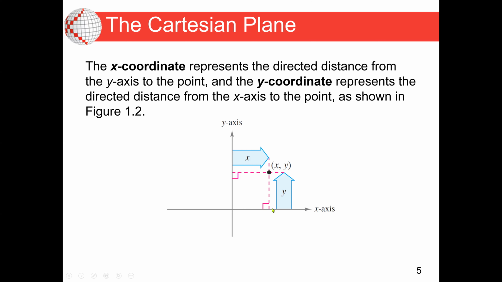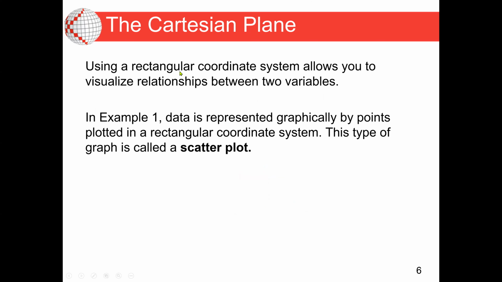So here, that's what we are saying. Using a rectangular coordinate system, it allows us to visualize the relationship. So here we can visualize the relationship between income and expenses. Normally in college algebra, we can say one of the variables, which is the x-axis, will be the independent variable, because it's going to determine the y-axis, which will be the dependent variable.